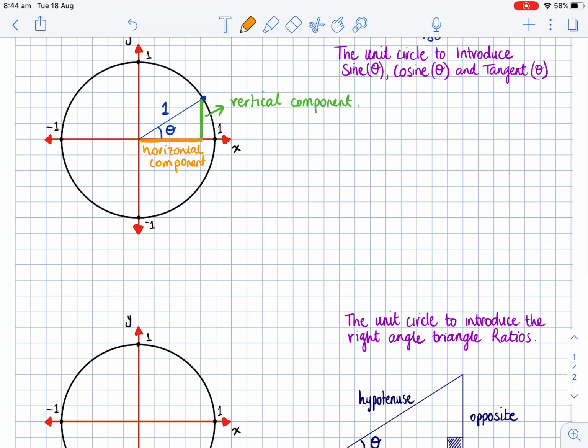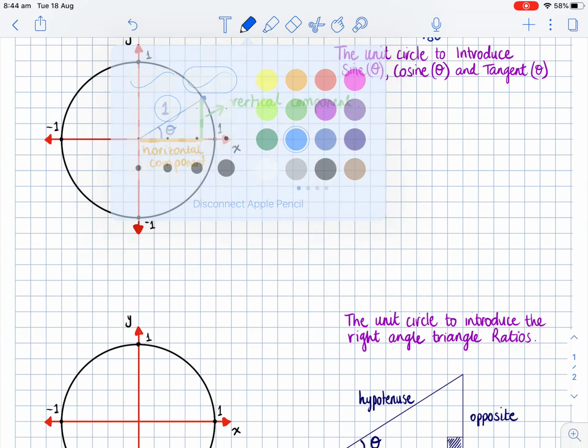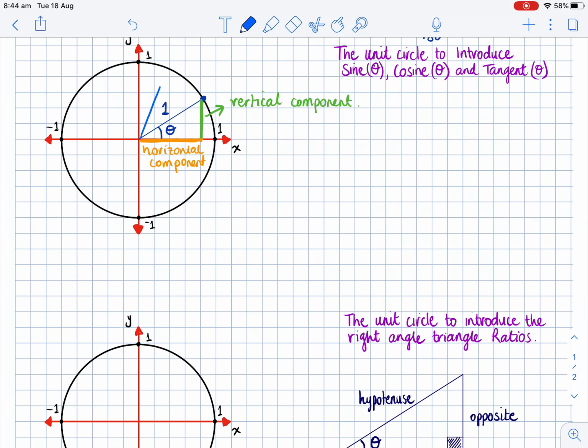Now, the thing with these vertical and horizontal components is when I change the angle, let's say my line was up here instead, then the vertical part will get longer and the horizontal part will get shorter. So the vertical and horizontal parts are going to change based on the angle. If they aren't constant, that means they have a variable. That means they are a function of the angle, or they function in relation to the angle.